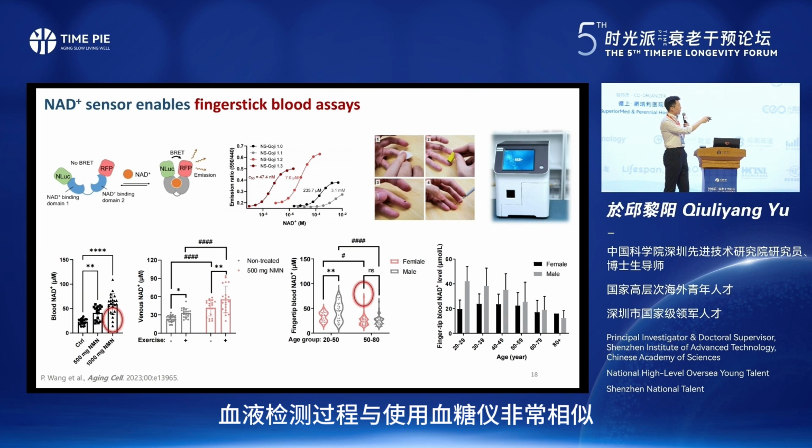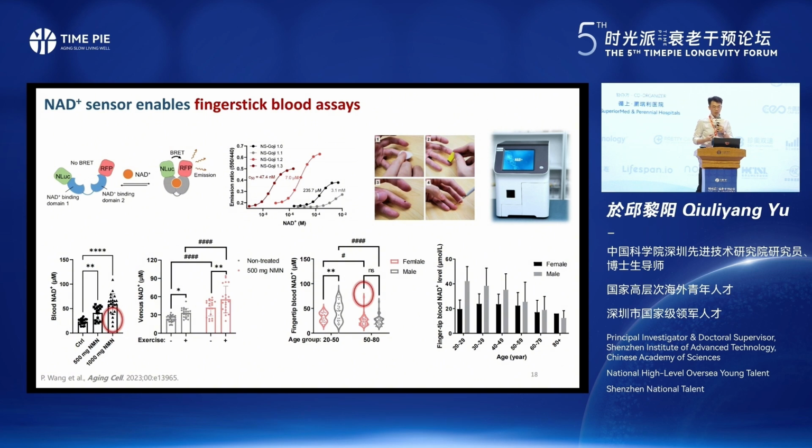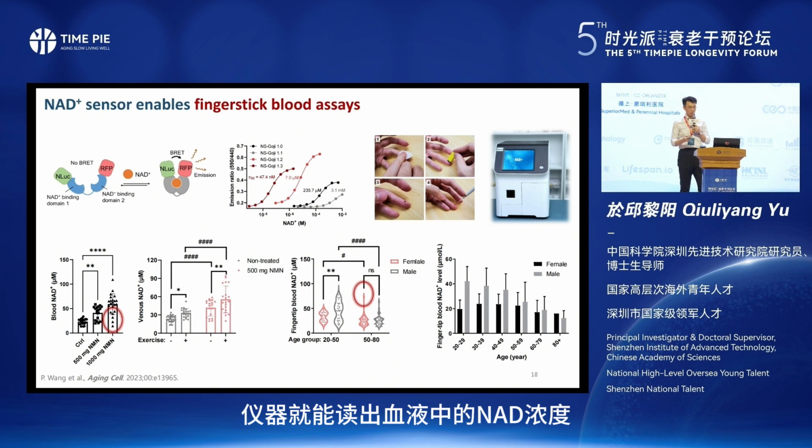The blood testing process looks exactly like the glucose meter. We just take 5 microliters of blood and insert it into this machine, and the machine can read out the NAD concentrations.